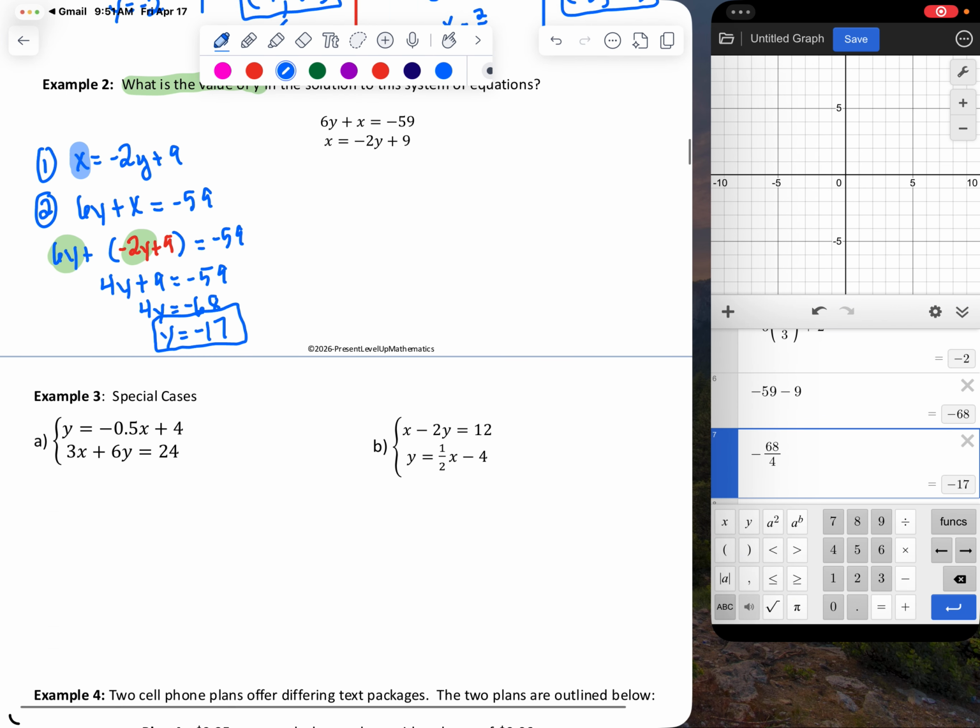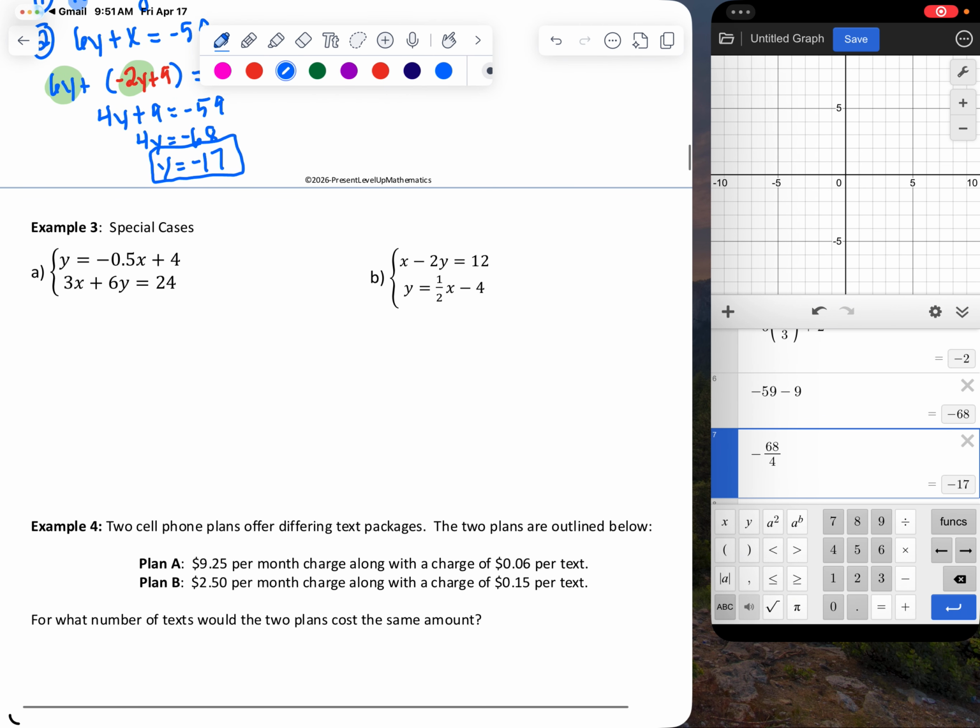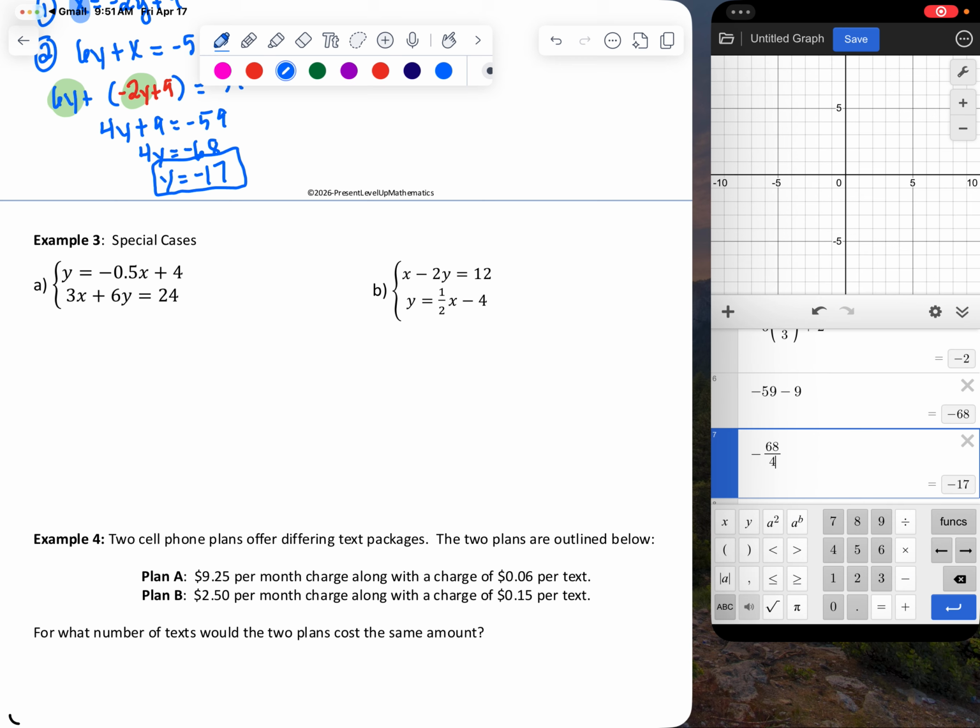All right, example 3, special cases. Now, there's something kind of weird that can happen whenever you're solving systems of equations, and I want to show you that now. So in problem A, we have y equals negative 0.5x plus 4, and 3x plus 6y equals 24. So step 1, identify the equation in y equals form, negative 0.5x plus 4. Step 2, write down the other equation.